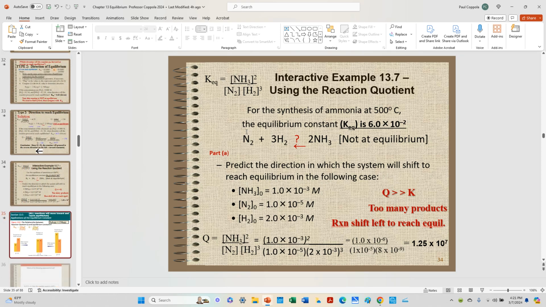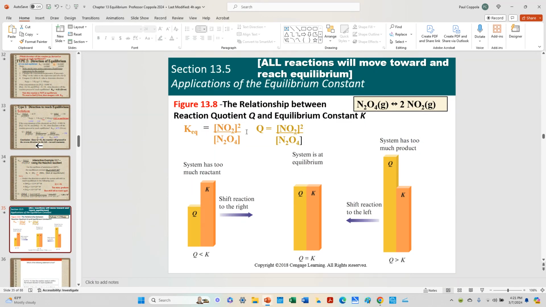Okay, let me see here. And then we have a little pictorial view. Here's our equation. All right. K_eq and Q have the same expression. This is at equilibrium and this is not.